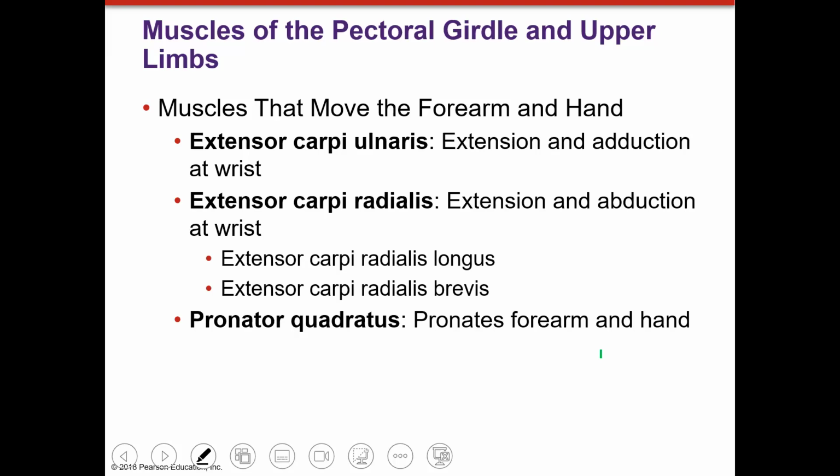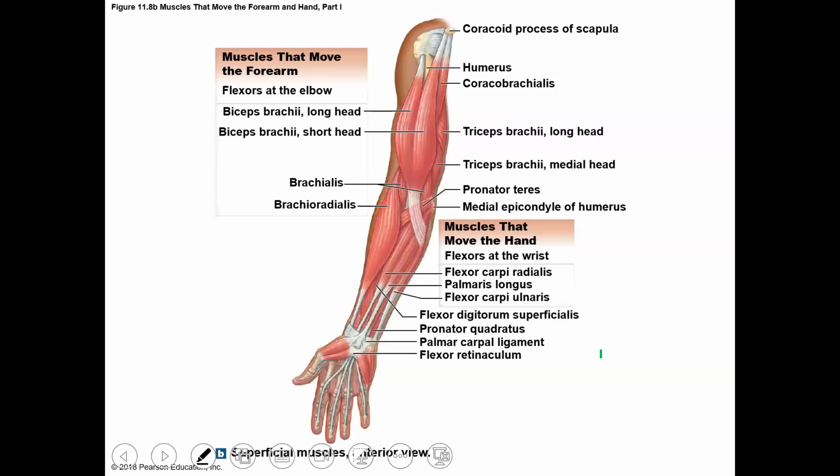Extensor carpi radialis longus, and then a brevis. Brevis is just short. And pronator quadratus pronates the forearm and the hand. And you can see them right here. So muscles that move the forearm, flexors at the elbow. We see biceps long and short.